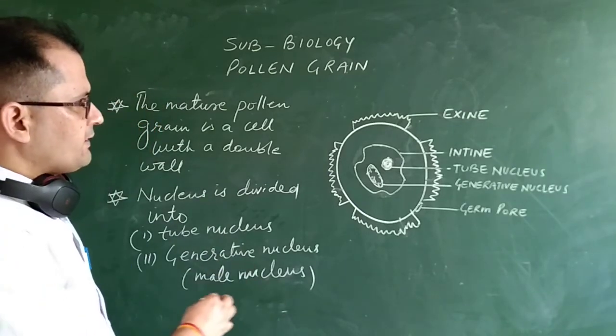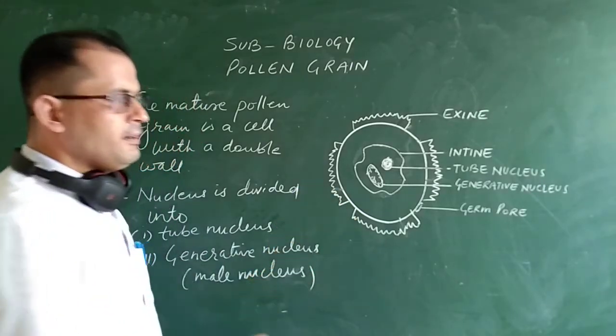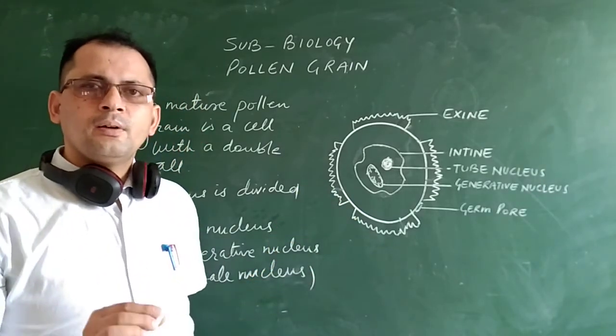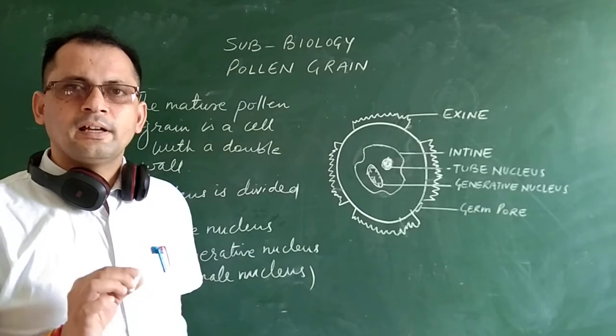So you can see here beta, this is the structure of pollen grain, which is very important for the purpose of reproduction in plants.